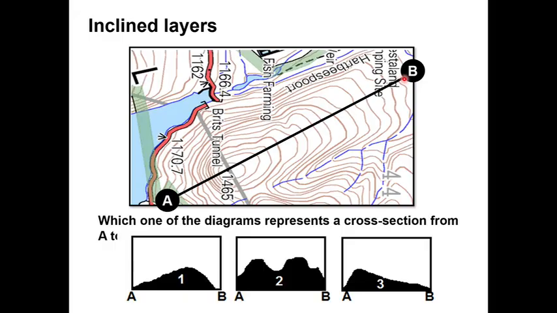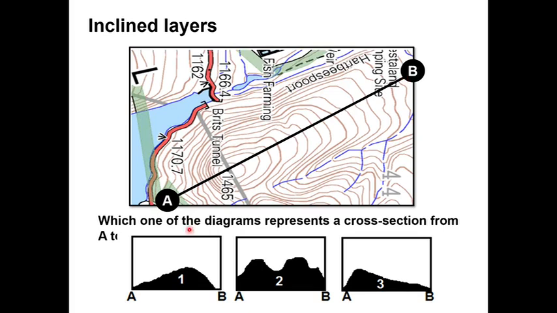Now, this is very, very important. If you don't understand this, you won't understand inclined layers. If you have a look at this again, you expect that on the one side here we're going to have a steep slope because the contours are closer to each other. And on that side towards B, the slope is going to be more gradual, because have a look at the contours much further apart. In other words, the only diagram that represents the cross-section from A to B would be diagram number 3.